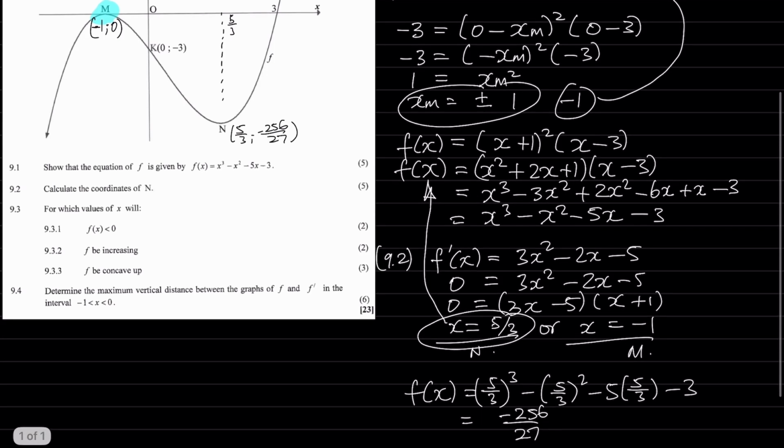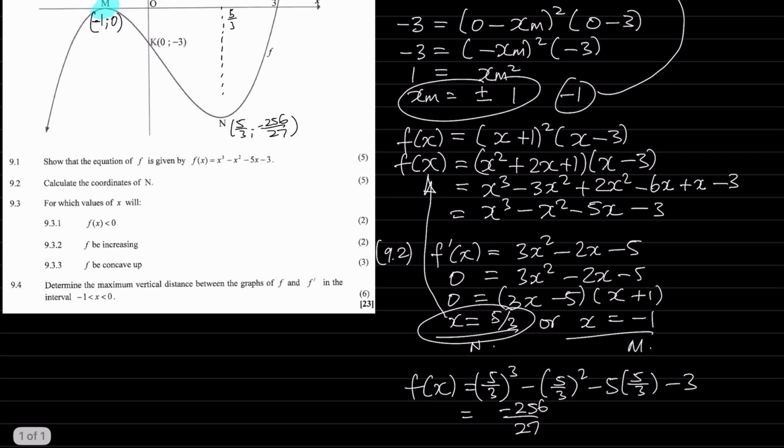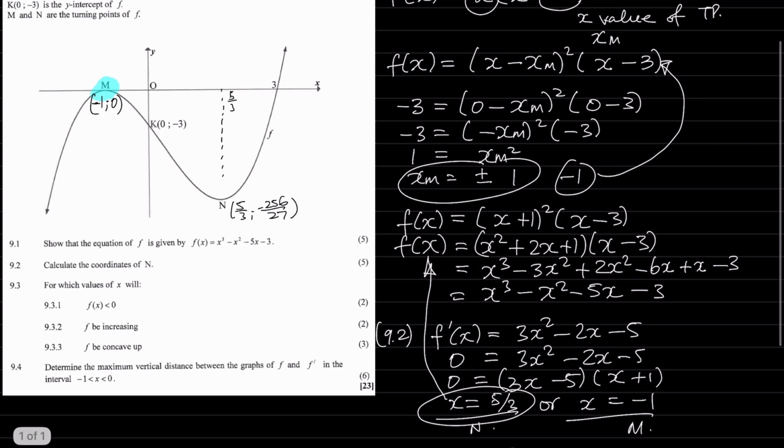Okay, question 9.3.1. For which values of x will f of x be less than 0? So what we're looking for here is where is this graph going to be negative? Now we can see that in this green region it's positive, and in this blue region right here it's less than 0, except this one point here where it is equal to 0. So how do we write that?